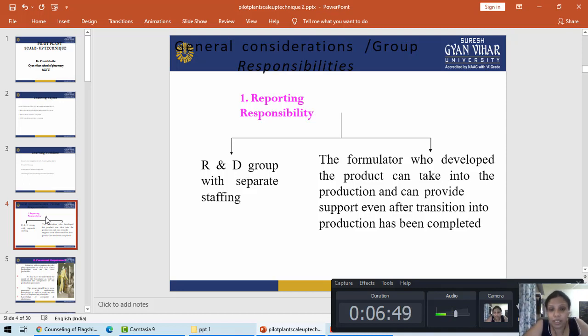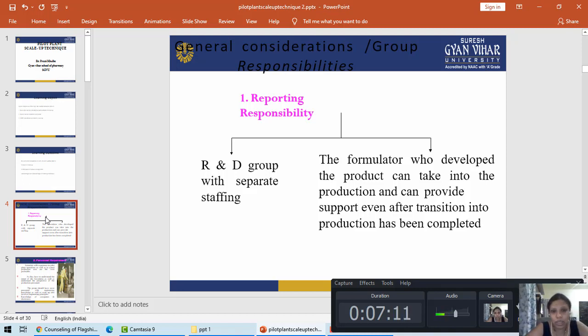So we are discussing the pilot plant and scale up, and in detail we have discussed the introduction in our last video, so you can go into that and check out the video. Now the topic is general consideration or group responsibilities in the pilot plant scale up.